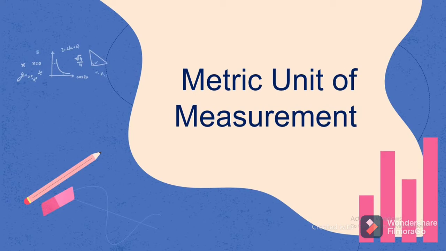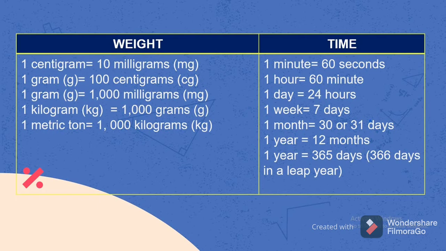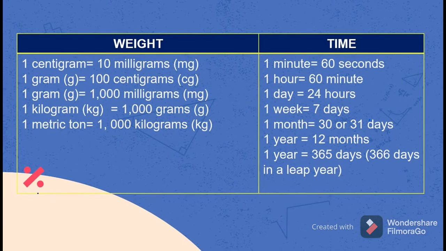Here are our common conversion factors. For weight and time, the common conversion factors are: 1 centigram is equivalent to 10 milligrams, 1 gram is equal to 100 centigrams, 1 gram is equal to 1000 milligrams, 1 kilogram is equivalent to 1000 grams, 1 metric ton is equal to 1000 kilograms, 1 minute is equal to 60 seconds, 1 hour is equal to 60 minutes, 1 day is equal to 24 hours, 1 week is equal to 7 days, 1 month is equivalent to 30 or 31 days, 1 year is equal to 12 months, 1 year is equivalent to 365 days or 366 days in a leap year.